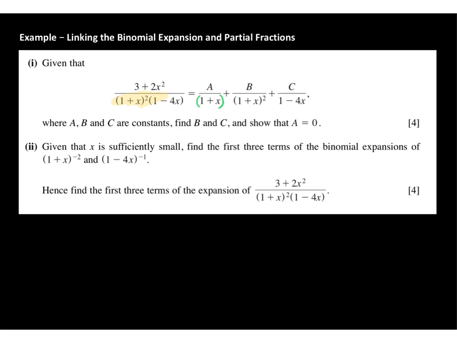I'm going to use the existing notation that's been left here for me. So this one needs to gain a 1 plus x and a 1 minus 4x. So the numerator also needs to gain a 1 plus x and a 1 minus 4x. So we have the correct denominator.